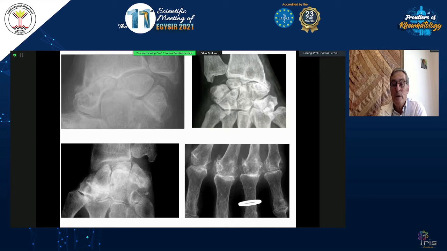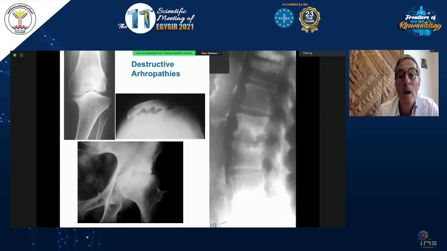You can see that sometimes in very severe cases in patients who have used their hands a lot, in farmers, for example. But when you see that, you should look for CPPD and hemochromatosis, of course.